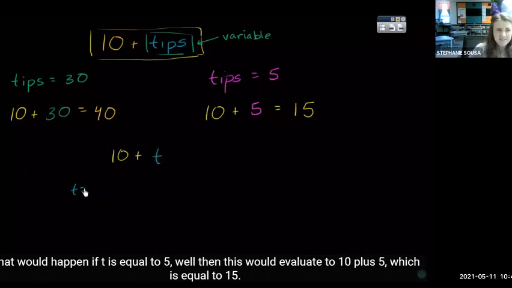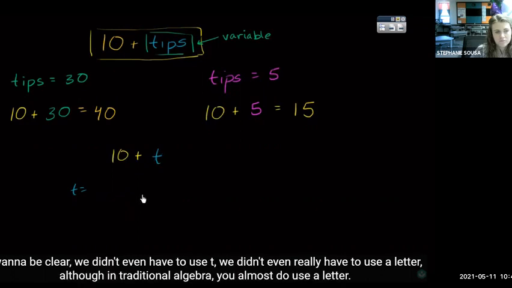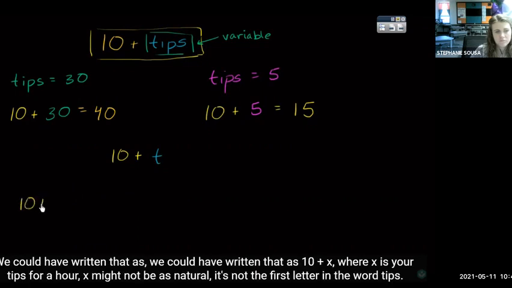What would happen if t is equal to 5? Well, then this would evaluate to 10 plus 5, which is equal to 15. Now I want to be clear, we didn't even have to use t. We didn't even really have to use a letter, although in traditional algebra you almost do use a letter. We could have written it as 10 plus x, where x is your tips per hour. X might not be as natural. It's not the first letter in the word tips.